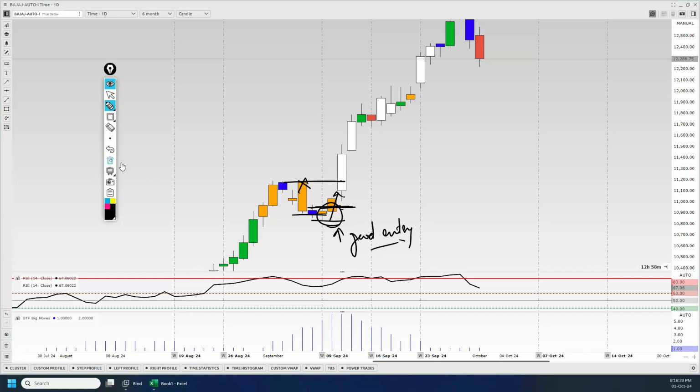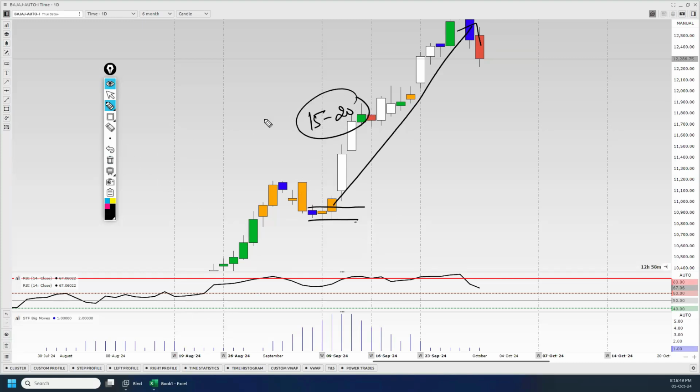Now, it is a good entry at this level. Stop loss is this one. And because of that small stop loss, you got this good trade. And what should be the target when I'm looking at it? Minimum 15 to 20%. Right? Or for ease, I will say not 15 to 20, 10 to 15% would be a very reasonable target. For some people, 15 to 20 would be very difficult to absorb. I will say 10 to 15.